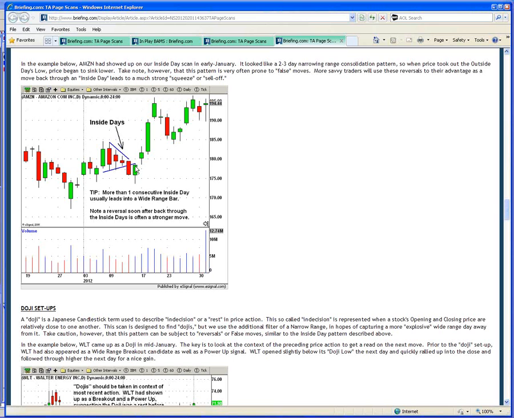But then the price reversed hard, and once it trades back up through the apex of that little 2-day consolidation or inside bar, it turns higher. That's usually a sign of a false breakout or a false move, and it's usually going to move much stronger in the opposite direction.